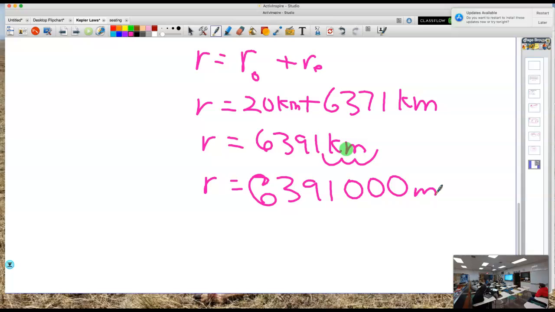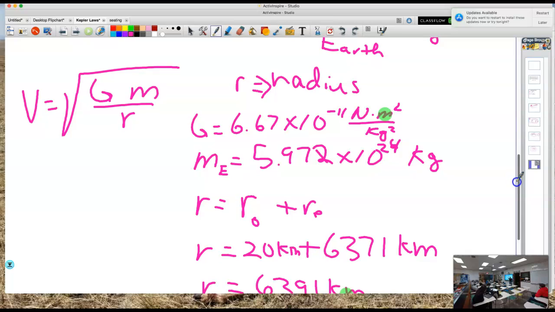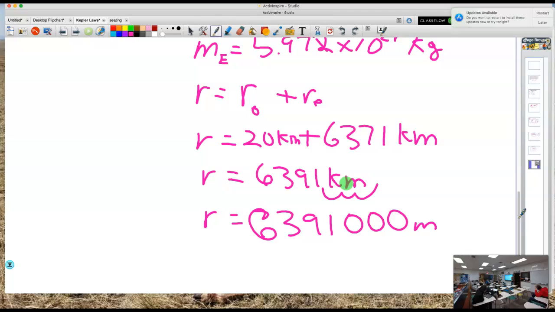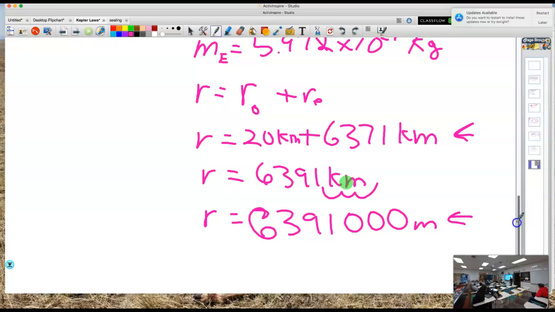Okay? So that's where you have to be careful with our numbers. With the radius here, we have a couple things to do to it. We have to add some stuff to it, and then we have to convert it into meters. So make sure you do that so we can get these right.